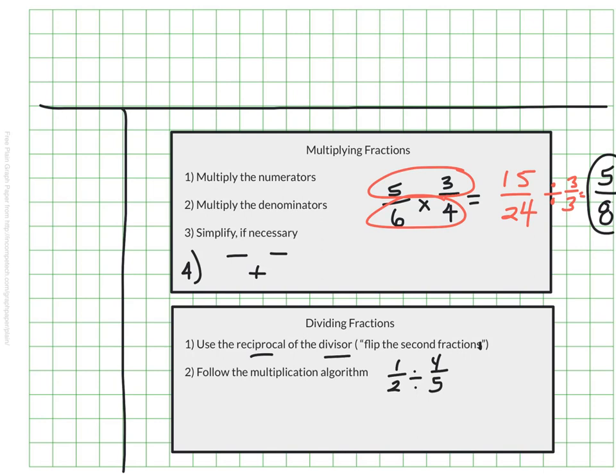So for example, if we have 1/2 divided by 4/5, we would keep 1/2 the same. We would flip the second fraction, and then we would use the multiplication algorithm to complete this. So we would do 1 times 5 is 5, 2 times 4 is 8, and of course in this case, I got the same answer by happenstance. We would just have our final answer of 5/8. There's no simplifying required.